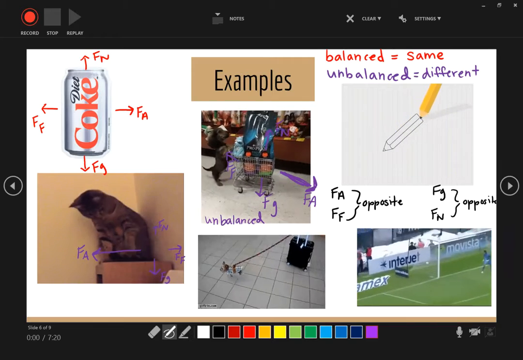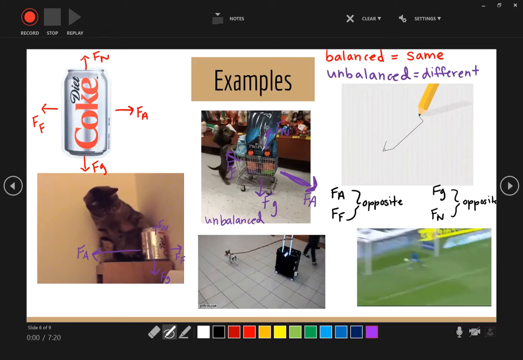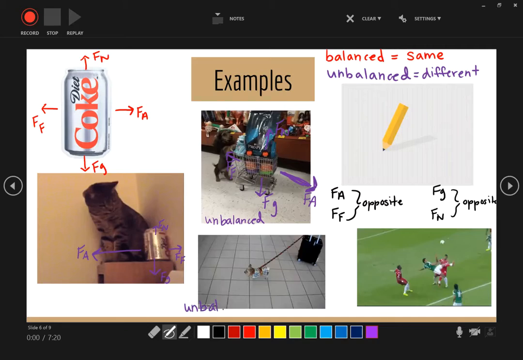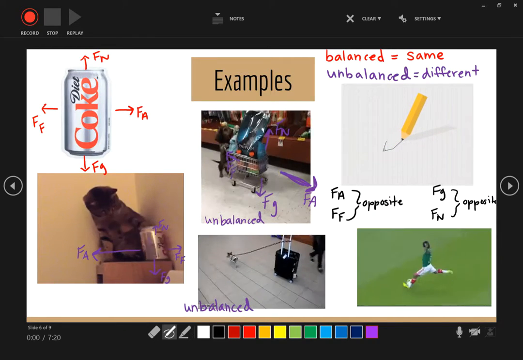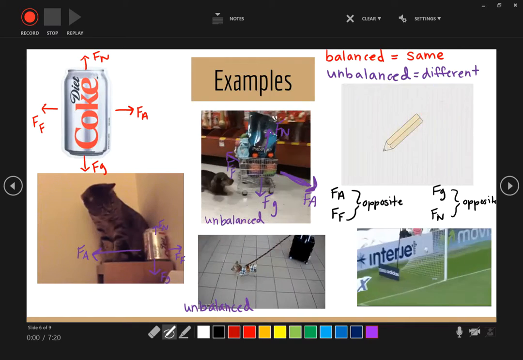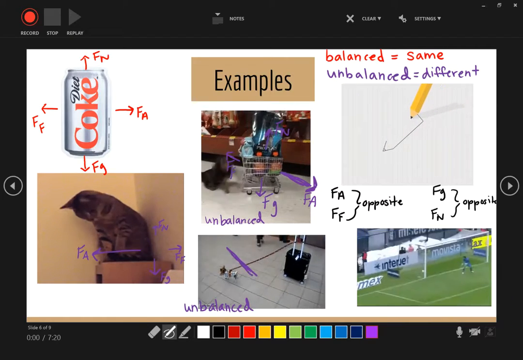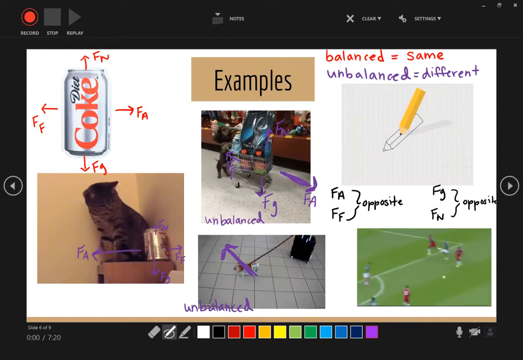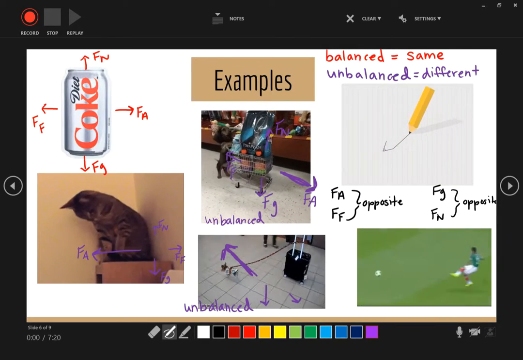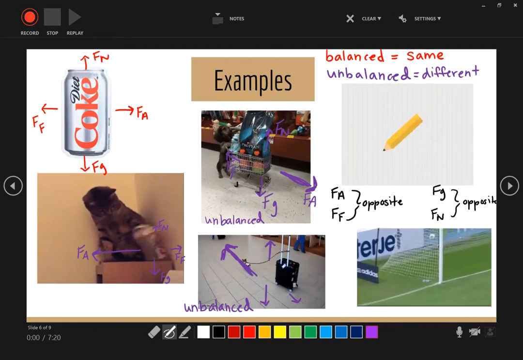All right, in our last example, let's take a look at the dog pulling the suitcase. Are we balanced or unbalanced? We are unbalanced again because our suitcase is moving. So our arrows are going to be the same or they're going to be different? They're going to be different. So which direction is winning? This direction is clearly winning, so we're going to do a larger arrow. So opposite that would be a smaller arrow. Remember, we are always still having something pulling us down and something pulling us up. Otherwise, we would just be floating in the air.